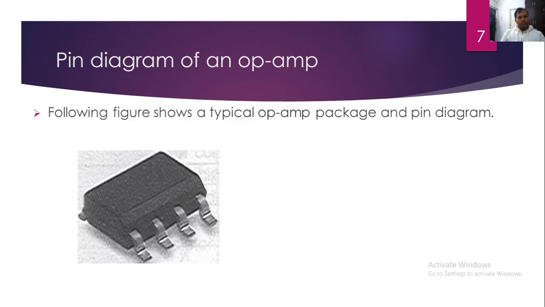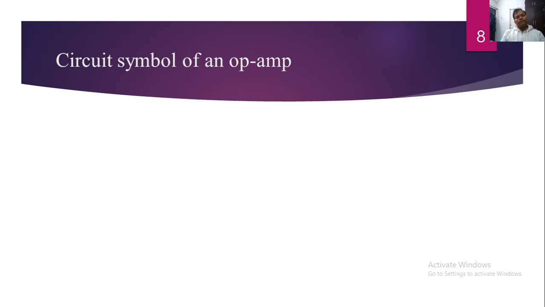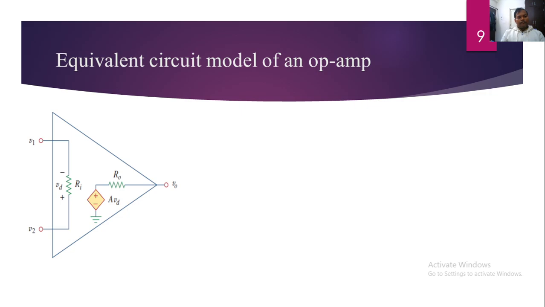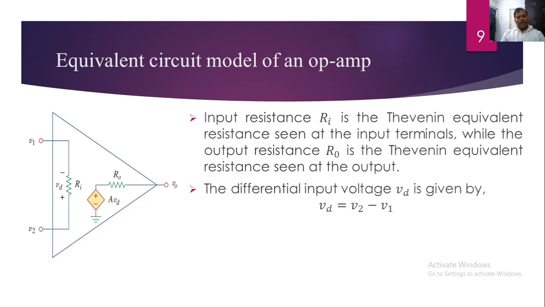The following figure shows the pin diagram of the op-amp. From the diagram we can say that it is an 8-pin IC, and this figure represents the circuit symbol of op-amp, and this figure represents the equivalent circuit model of op-amp, in which input resistance Ri is a very high input resistance, ideally infinite, and output resistance R0 is a very low resistance, ideally 0 value, and the output voltage is equal to A times the input voltage, where A is the open loop gain and Vd is the difference voltage given as V2 minus V1.